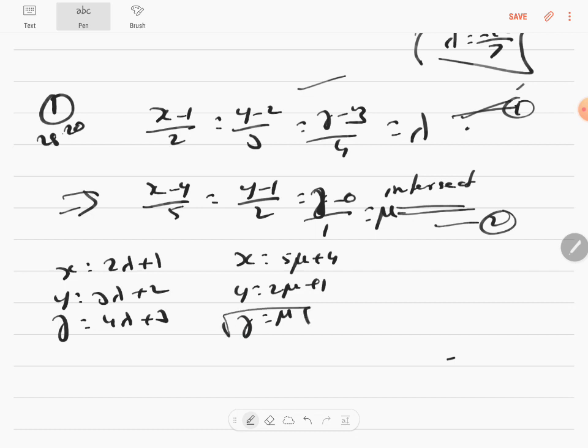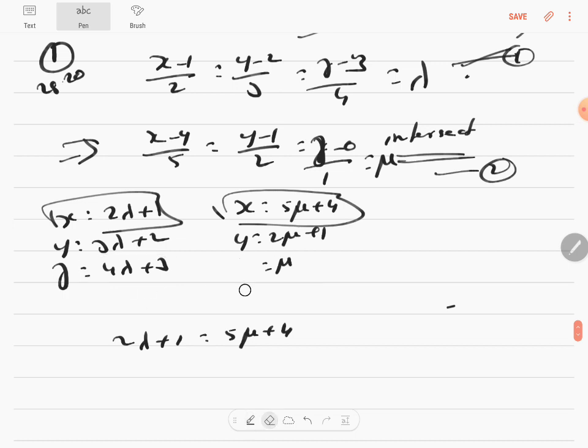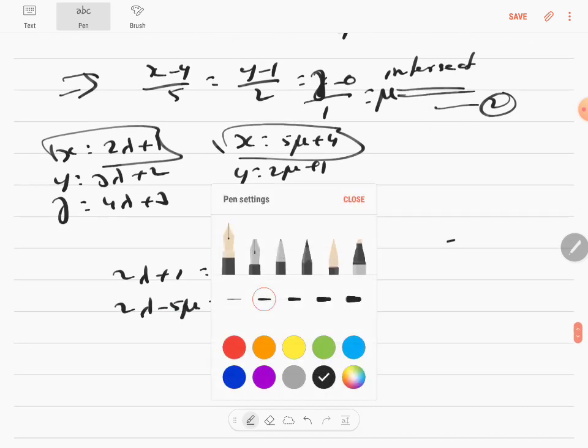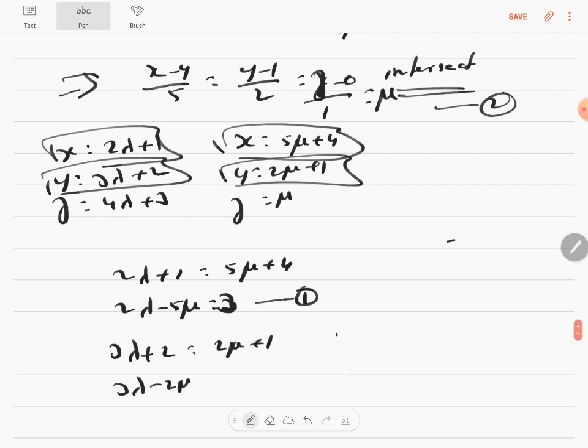So since you got this, you know that the x's can be equated. 2 lambda plus 1 is equal to 5 mu plus 4. Take one of those equations and equate it. Okay, 2 lambda minus 5 mu is equal to 3 is my first equation. Take the second, the y's, and equate. 3 lambda plus 2 is equal to 2 mu plus 1. 3 lambda minus 2 mu is equal to 1 minus 2, which is minus 1.